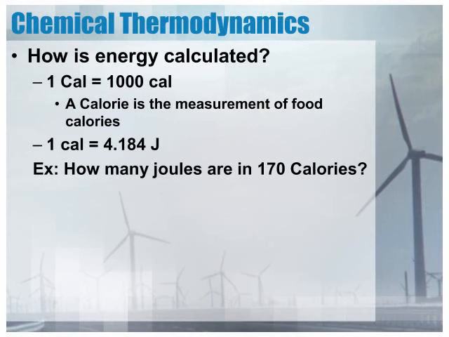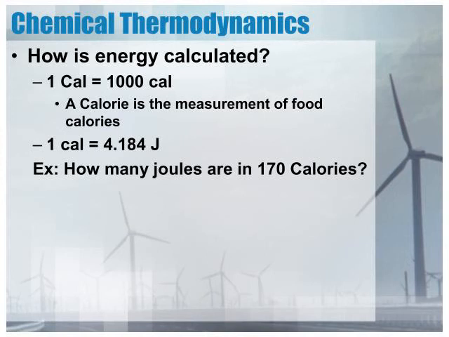And we have 1 capital Calorie. Capital is how we measure our food. So when you look on the back of your food label and it says you have 200 calories, that's capital C. Every capital C is 1,000 little calories. And in 1 little calorie, there's 4.184 joules.